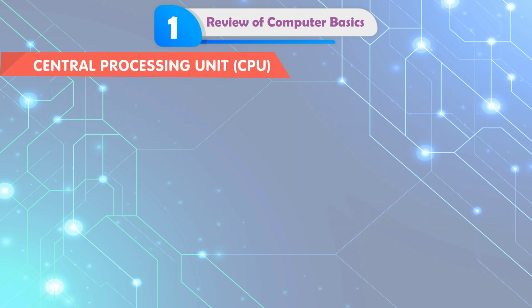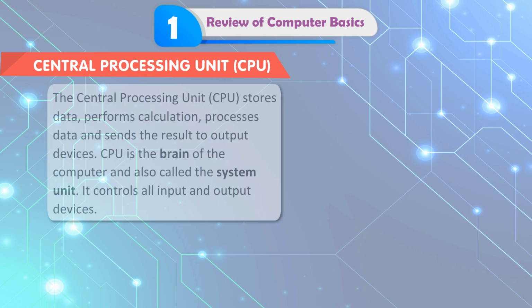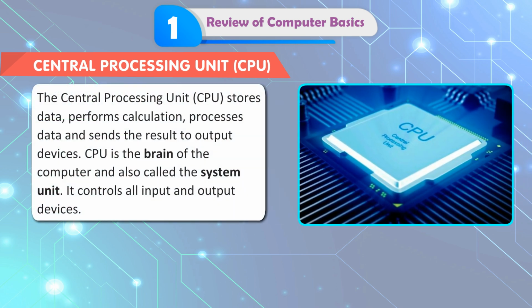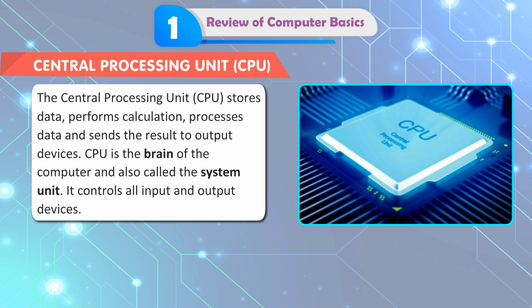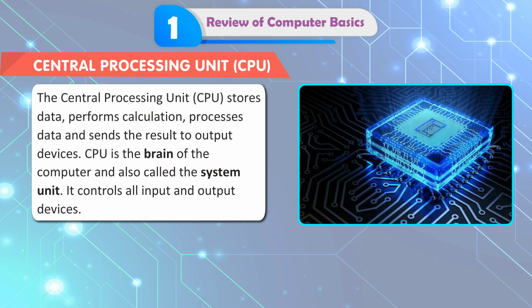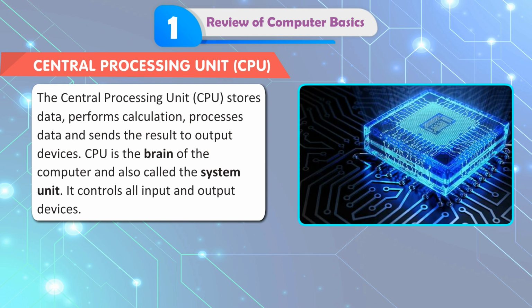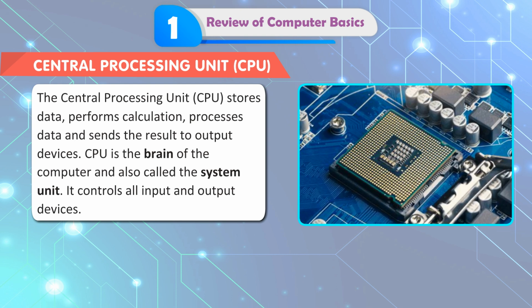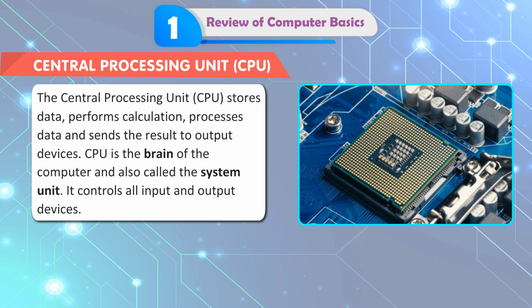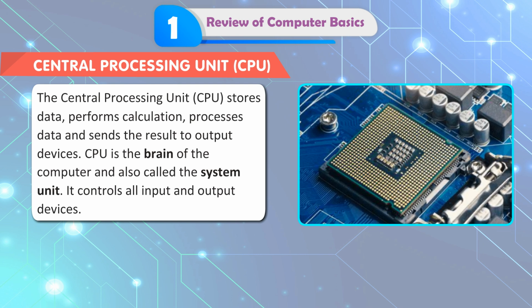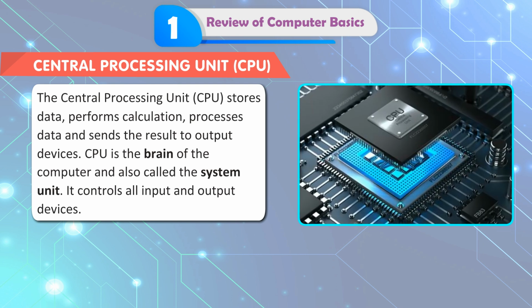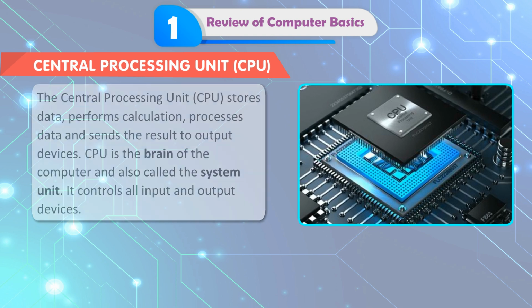Central Processing Unit, CPU. The Central Processing Unit stores data, performs calculations, processes data, and sends the result to output devices. CPU is the brain of the computer and is also called the system unit. It controls all input and output devices.